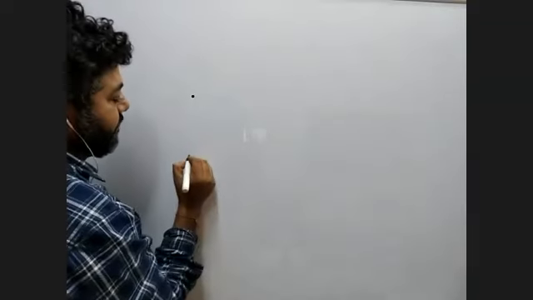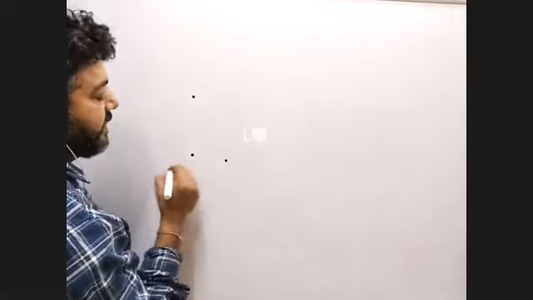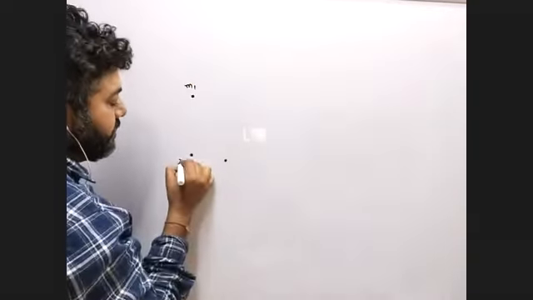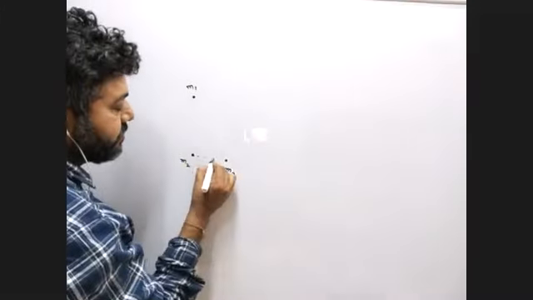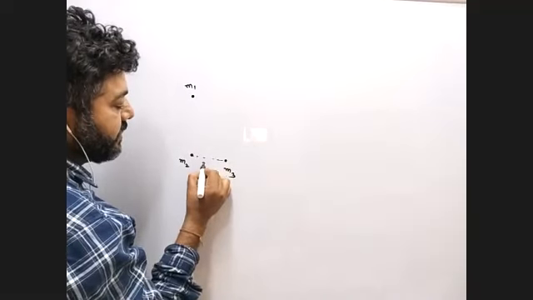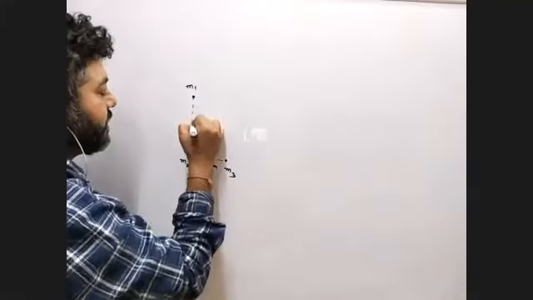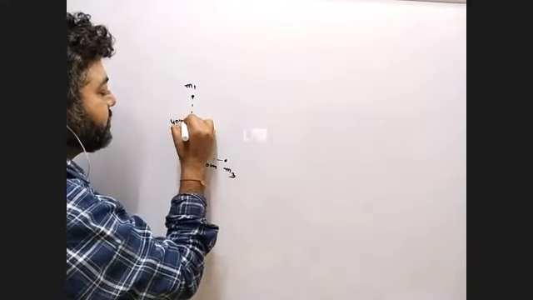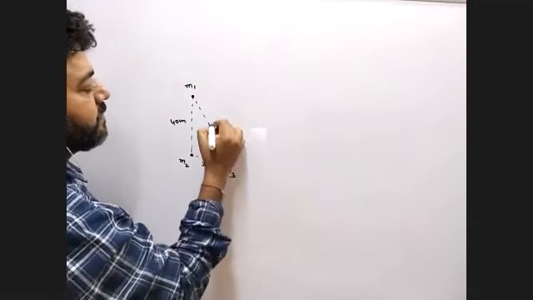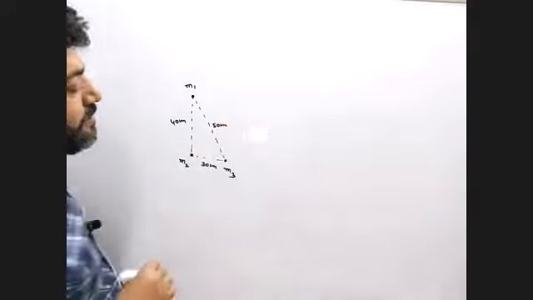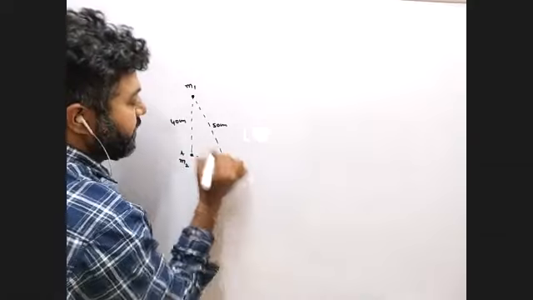Suppose you have three particles, M1, M2, and M3. Suppose the distance between these two particles is 30 centimeter. The distance between these two particles is 40 centimeter, and the distance between these two particles is 50 centimeter. Is it okay? So let it be A, let it be B, and let it be C.